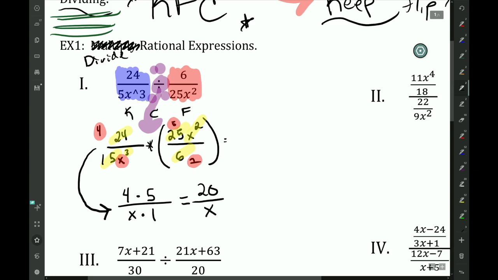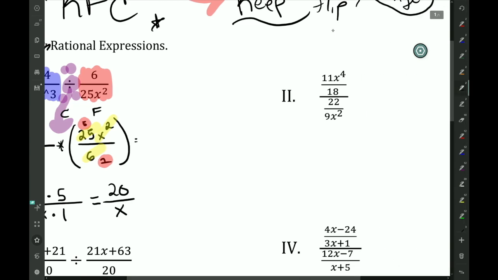I'm not quite sure what this little thing is. Just disregard that, please. It should not be a 15 or anything. That's how it simplifies. It simplifies to a 1. I think that's what I meant it as. Keep, flip, change.